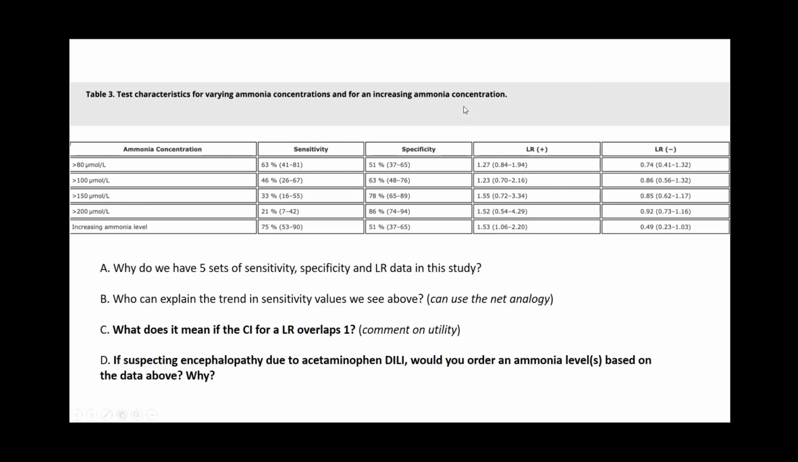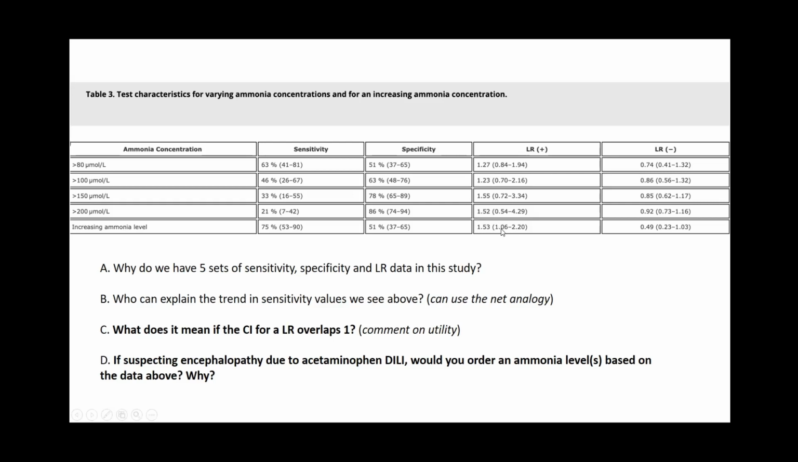Yeah, so the confidence intervals do overlap with 1. And even in this very last row, where they looked at patients that had an increasing ammonia level, even though it doesn't overlap 1, the likelihood ratio is 1.53. So it's important to consider the statistical significance of the data. But even when we're thinking about things like odds ratios, we want to think about the size of the effect, right? For an odds ratio of 1.01, even if it is statistically significant, it's not really going to change our clinical decision making.